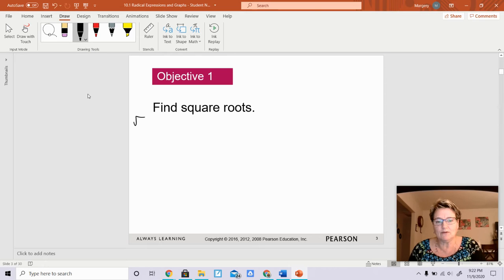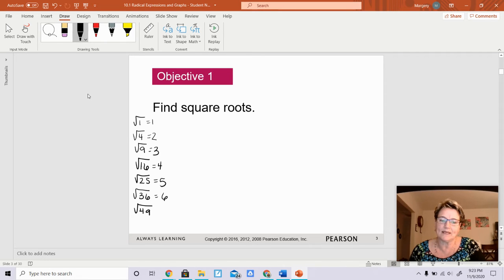So the square root of 1 equals 1. Square root of 4 equals 2. The square root of 9 equals 3. The square root of 16 equals 4. The square root of 25 equals 5. The square root of 36 equals 6. The square root of 49 equals 7. The square root of 64 is equal to 8. The square root of 81 is equal to 9.